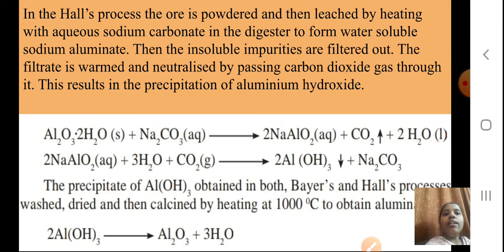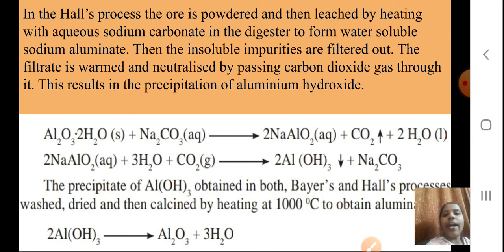So see here: Al2O3.2H2O plus Na2CO3, sodium carbonate, gives you 2 NaAlO2 plus CO2 plus 2H2O. Then I am taking 2 NaAlO2 plus 3H2O and passing carbon dioxide gas through it, which means neutralizing. You will see that I am getting back the sodium carbonate, Na2CO3, plus 2Al(OH)3.